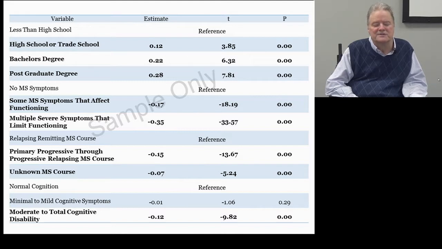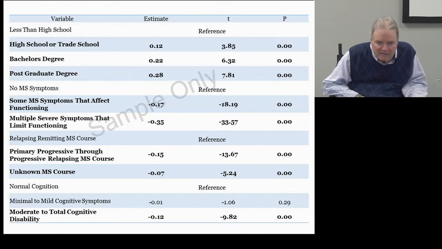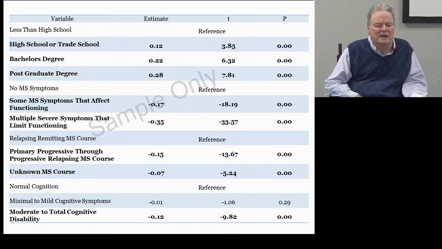So symptoms: people with no MS symptoms currently are doing much better. That's the reference group. So compared to that group, those that have some symptoms affecting functioning have a much lower probability of employment. And as there are more symptoms, again, the probability of employment decreases. Those with primary progressive or another form of progressive relapsing have a much lower probability of employment than those who have a relapsing remitting course.